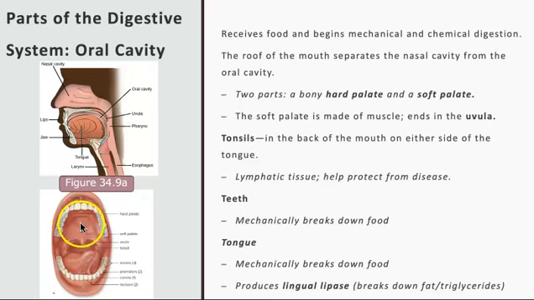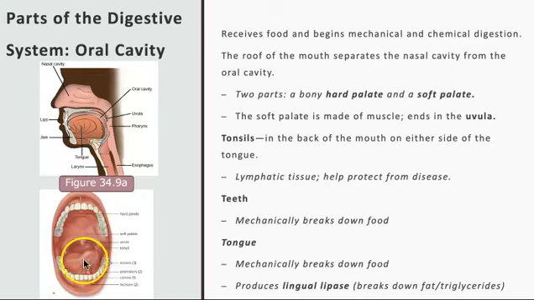The roof of our mouth is going to help separate out our nasal cavity from our oral cavity. So this upper portion here where we have bone is known as the hard palate. It is made up of a bone called the maxilla and the palatine bone. And beyond that, we have our soft palate. And notice at the back of the soft palate, we have this structure called the uvula.